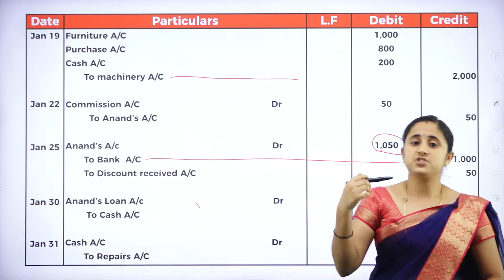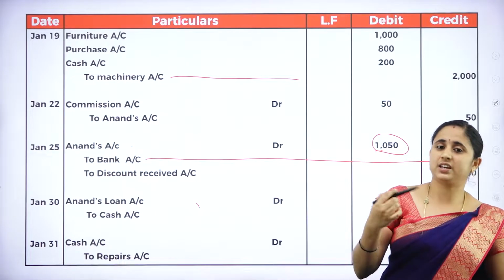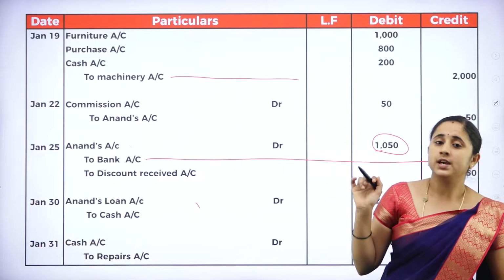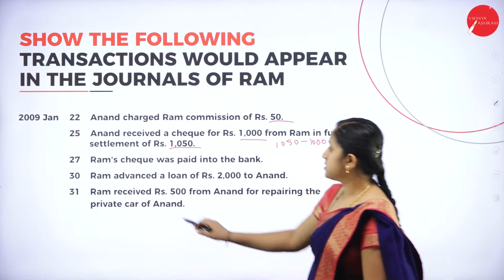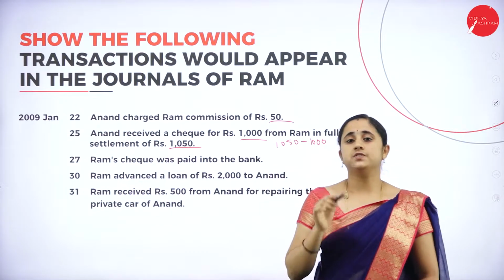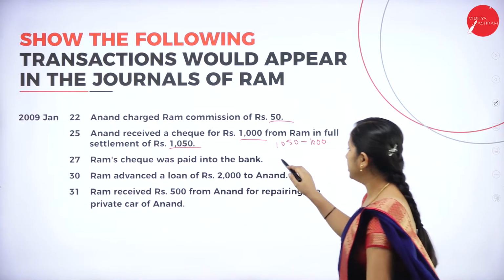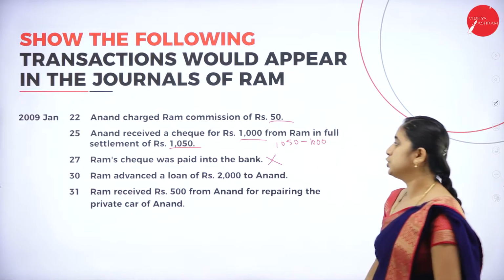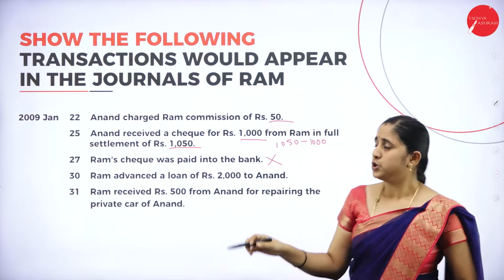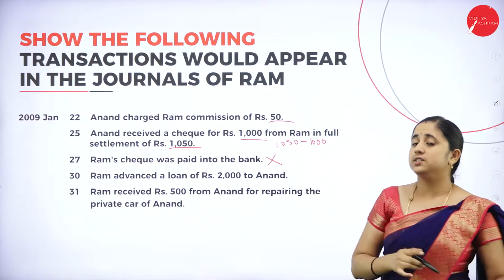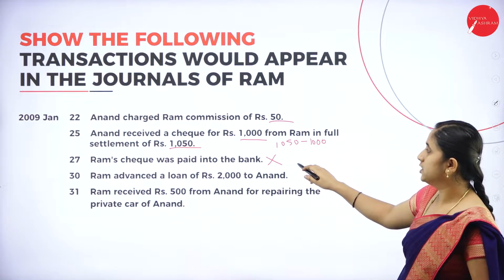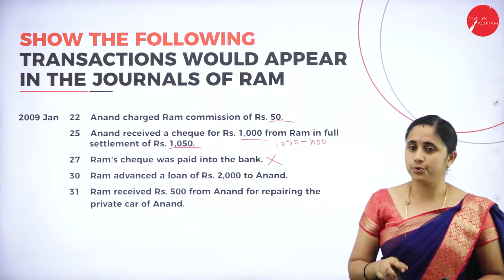So cash is going out. That means the cheque you are paying, so it is going out of cash. That means you need to credit the bank. Next, Ram's cheque was paid into the bank. This transaction will not affect the books of Ram. You have already paid a cheque and entered it in your books. So this transaction is related to the bank and Anand. So it will not affect Ram's books.